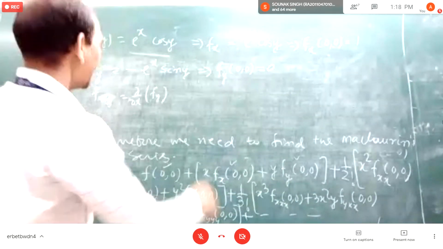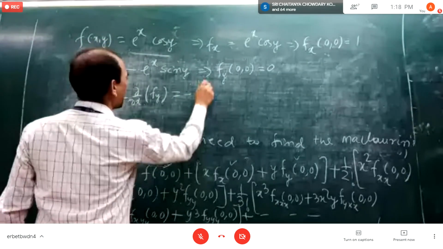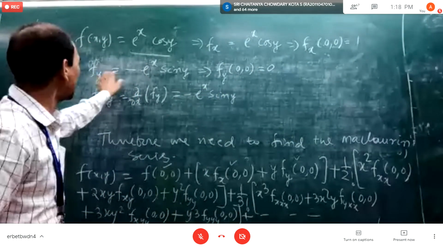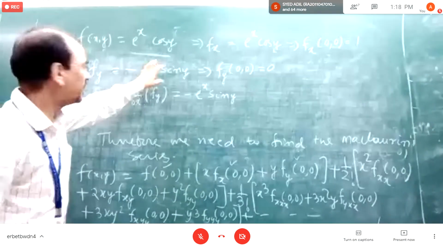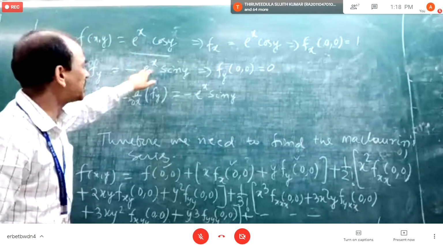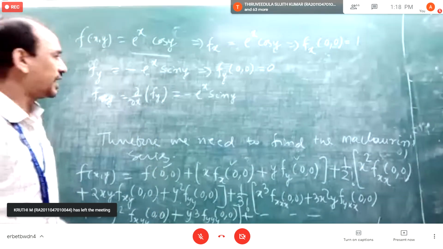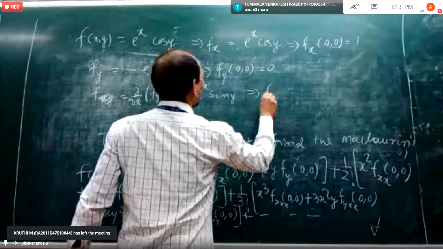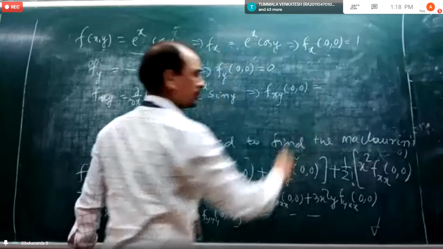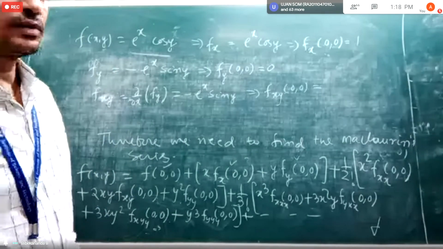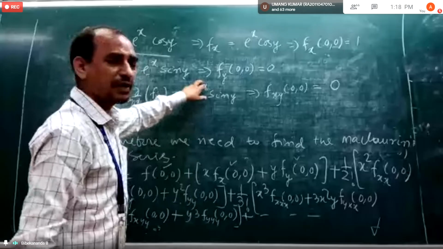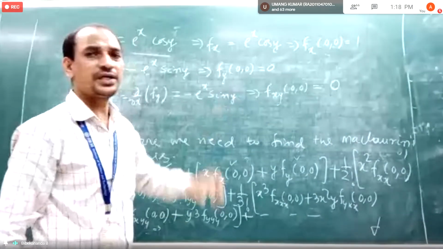Minus e to the power x sin y. Because when we differentiate fy with respect to x, sin y will be constant, and the differentiation of e to the power x with respect to x will be e to the power x. Then tell me what will be your fxy at the point 0, 0. That will be 0, because e to the power 0 is 1 and sin 0 is 0.